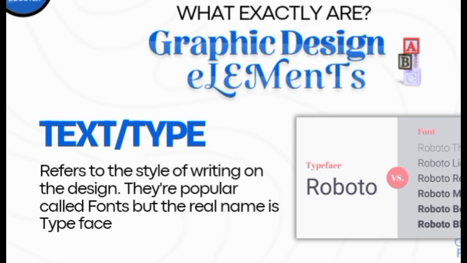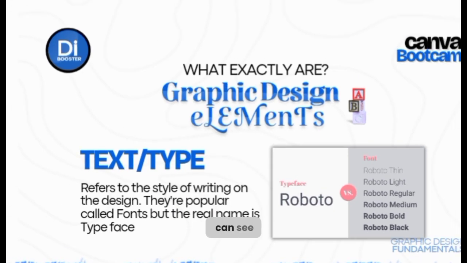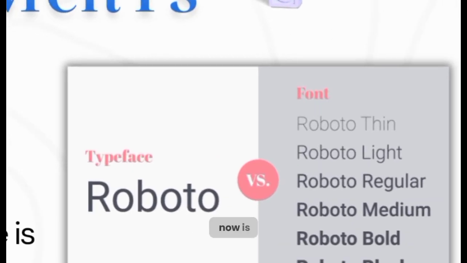But actually, what people normally call fonts is actually called a typeface. You understand? Typefaces refer to the style of writing on the design, right? Let me point that out. So this is it here. They refer to the style of writing on a design. They are commonly called fonts, but the real name is a typeface. You can see this image right here. The typeface is called Roboto, and the fonts are Roboto Thin, Roboto Light, Roboto Regular. Do you understand that?